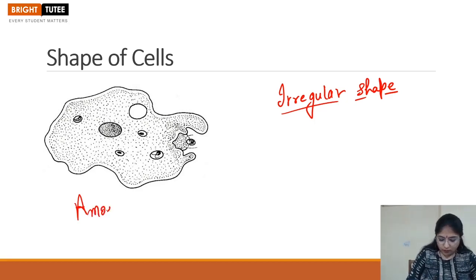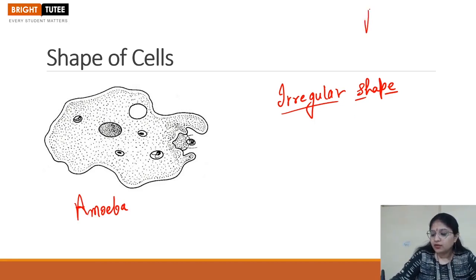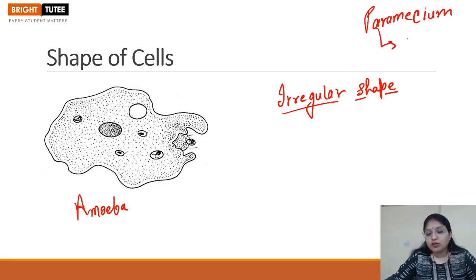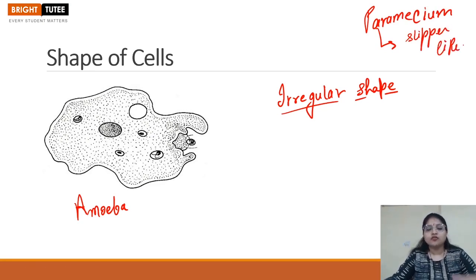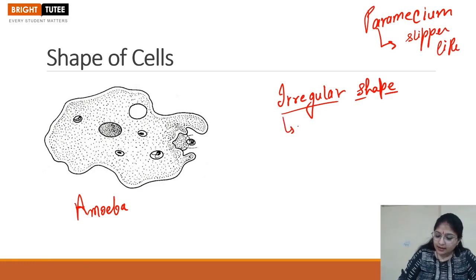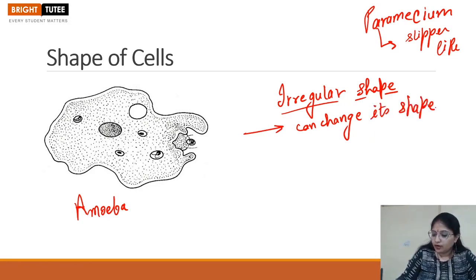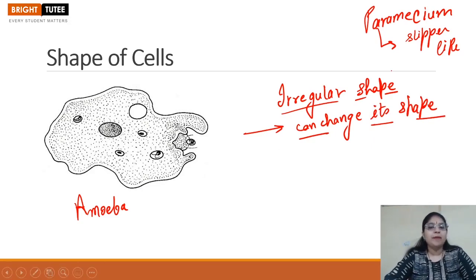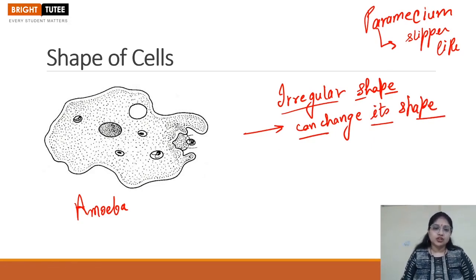Amoeba is also a unicellular organism, and similarly we saw that paramecium was also a unicellular organism, but the shape of paramecium was fixed. It was slipper like. But in the case of amoeba, this is not the case. It is irregular, and the amoeba can change its shape, right? So you can see that it is irregular in shape, and amoeba has the ability of changing its shape.